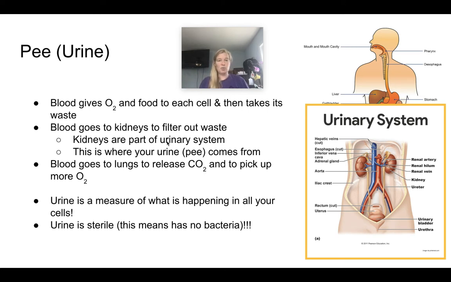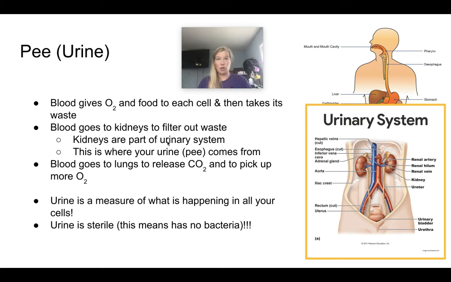Urine, then, this is when you go to the doctor's office and they ask you to go pee in a cup and get a urine sample. It's a good indication of what's happening in all the cells of your body. So if something's off in your urine, if there's extra sugars in your urine or other things are off in your urine, it's like something's going wrong somewhere in your body, and then they will start doing more tests. So urine is a measure of what's happening in your cells.